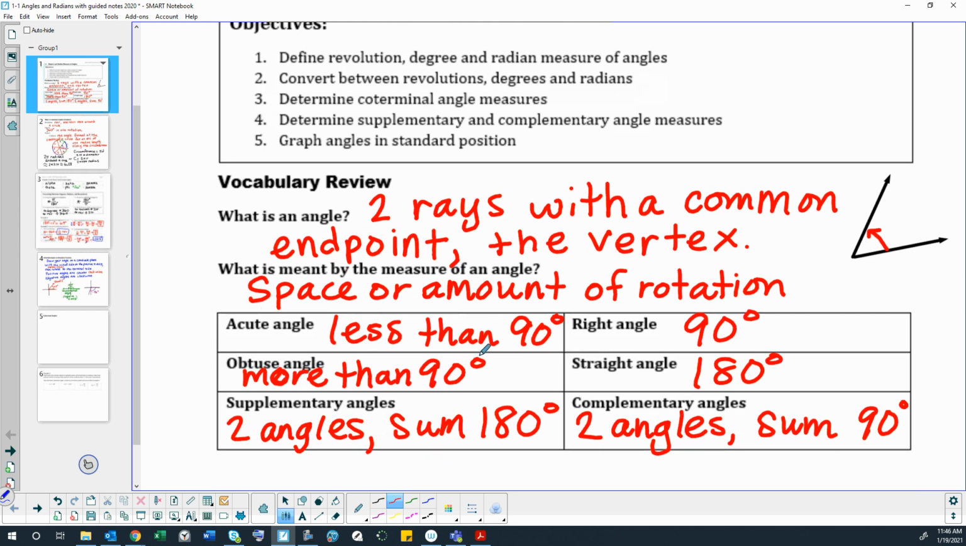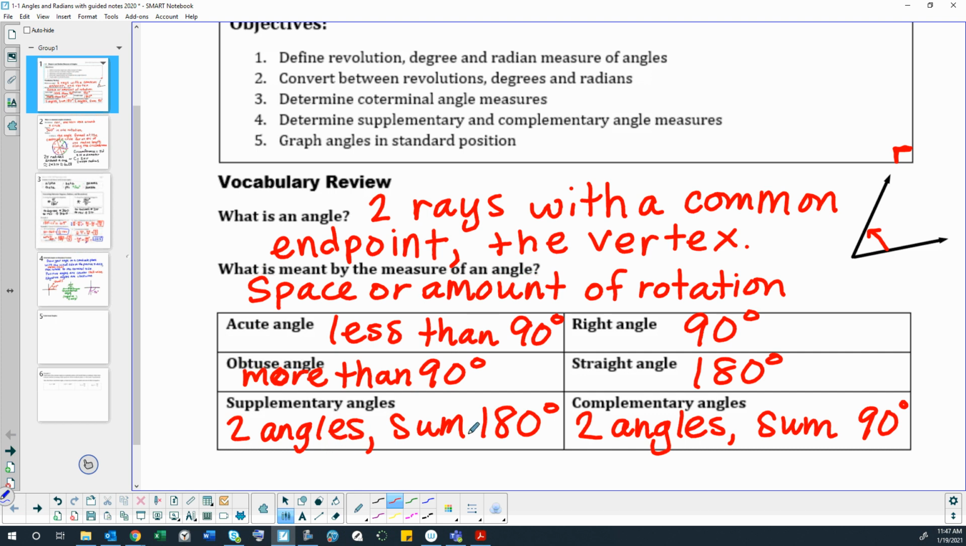Okay, an acute angle is less than 90 degrees. A right angle is exactly 90 degrees. That's where you get your nice corners. So all the corners on all these boxes are what we call right angles. If I do a little square in there, that's a symbol representing this is a right angle. It's 90 degrees. An obtuse angle is more than 90 degrees. A straight angle would be 180 degrees.